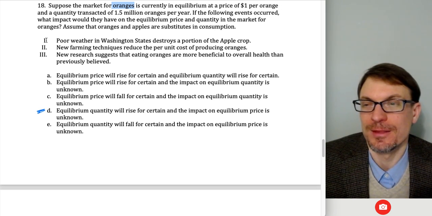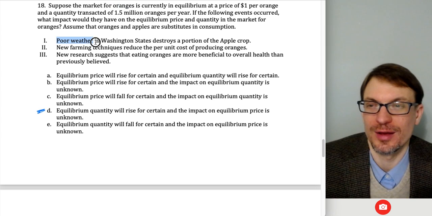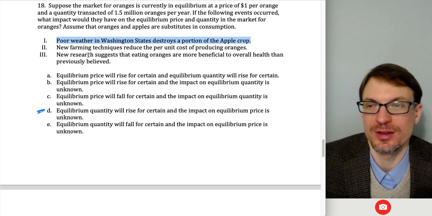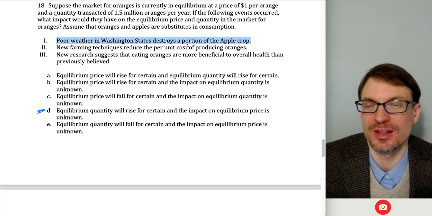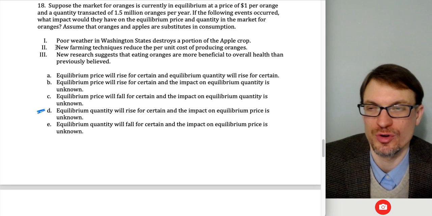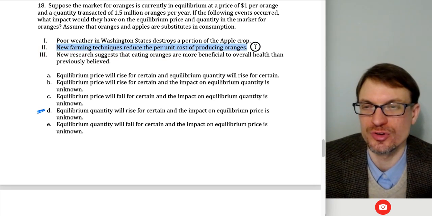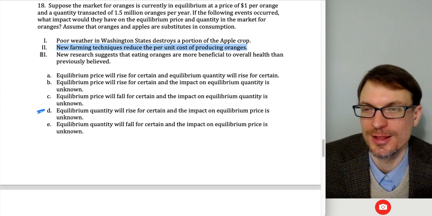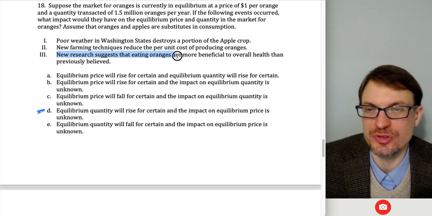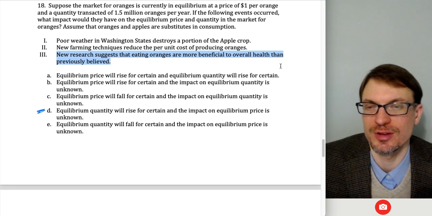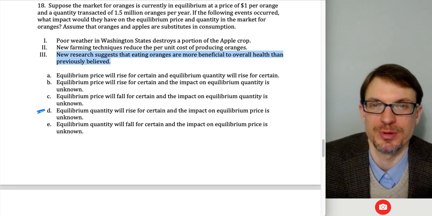All right. Item 1, poor weather in Washington State destroys a portion of the apple crop. So we have a decrease in supply of a substitute. We'll think about how that affects oranges. Item 2, new farming techniques reduce the per unit cost of producing oranges. That's going to be a rightward shift in supply. Item 3, new research suggests eating oranges is more beneficial to overall health than previously believed. That's going to be a rightward shift in demand. Okay, but let's look at this.